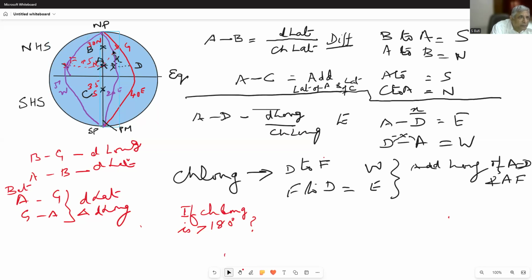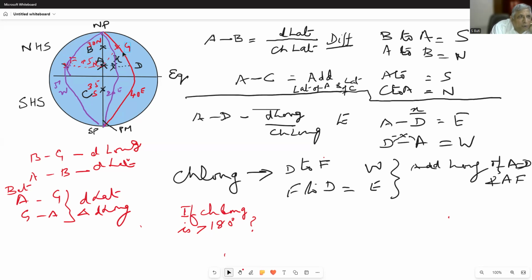Now let's say there is a place G here, which is north of equator and east of prime meridian. Between A and G or G and A, there will be a change of latitude as well as longitude. Change of latitude will be here, A to B, and B to G is the change of longitude. So between A and G, there will be a change of latitude as well as change of longitude.